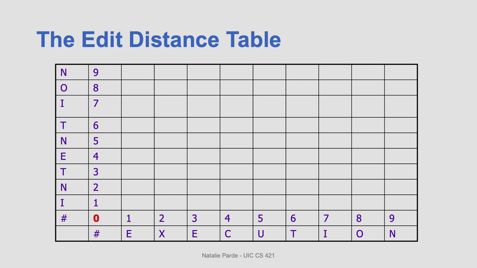We can go ahead and fill in the first row. So transforming an empty string into execution would have an edit distance of 0 before the word execution began, 1 at the first letter, 2 at the second letter, and so forth. Likewise, transforming an empty string into intention would have an edit distance of 1 at the first letter, and so on.